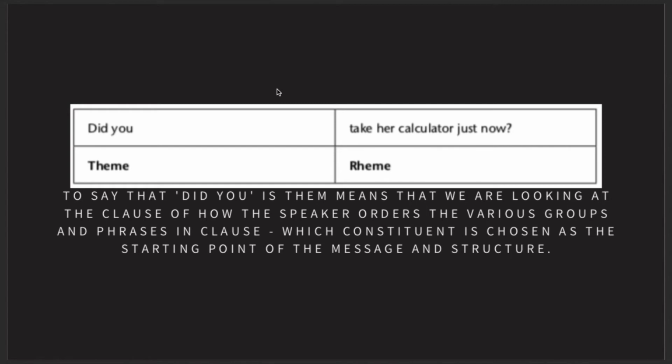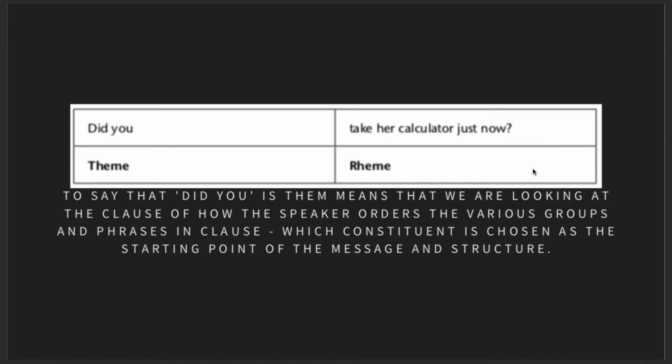It means to say that theme is what is being talked about, and the comment on what is being said about the theme is what we call the rheme. You can notice that in the example, "Did you take her calculator just now?", the one being talked about is the subject. You are being accused, so you are the point of departure of the message, which is the theme. It answers the question of whom the speaker is addressing, while the rheme is the remainder of the message, which pertains to the accusation, take her calculator just now. So "did you" is the theme.